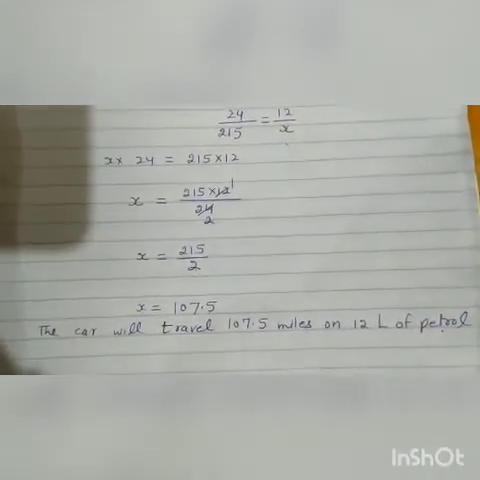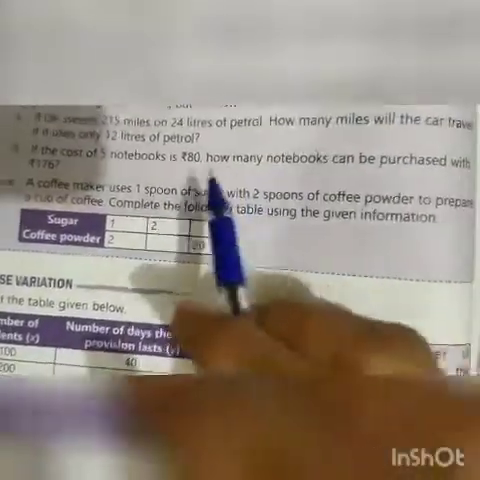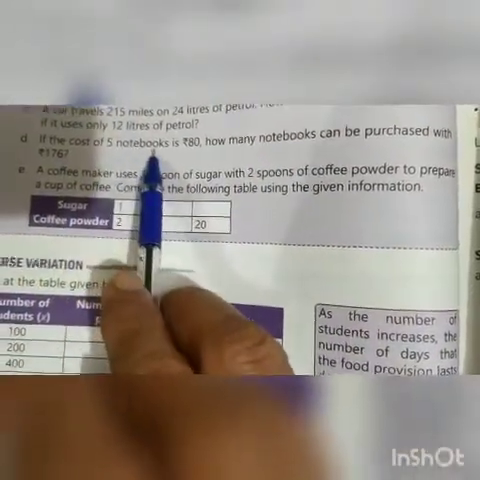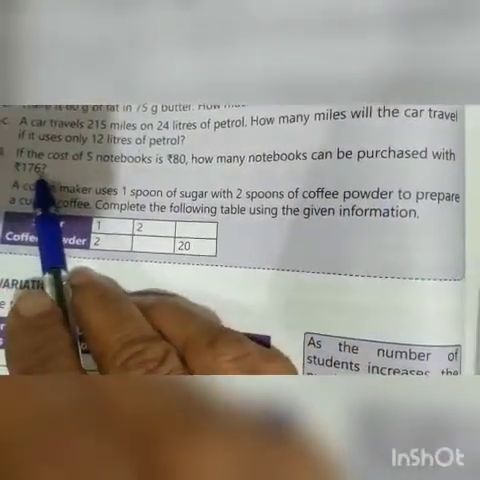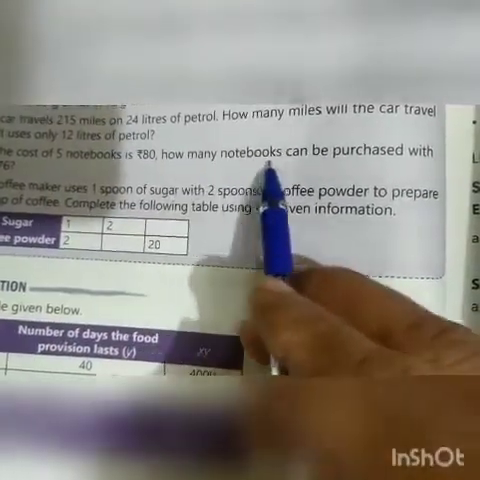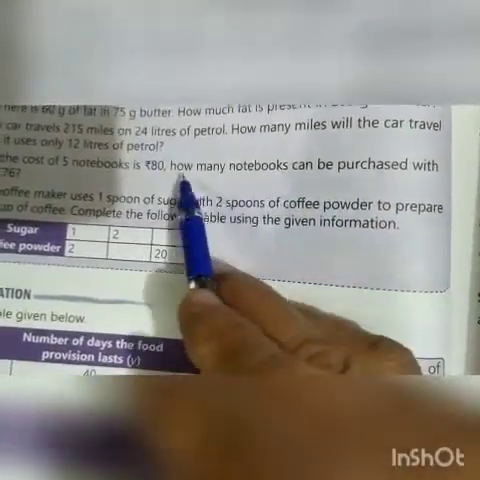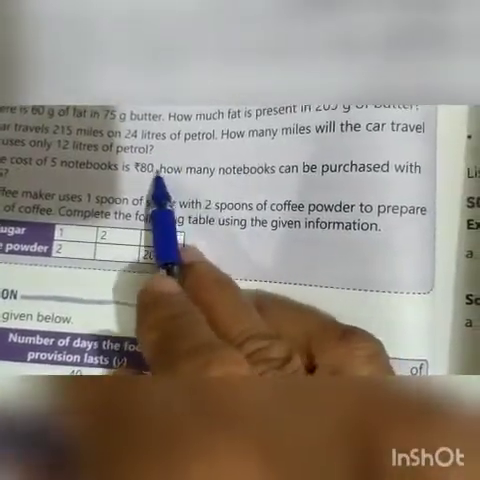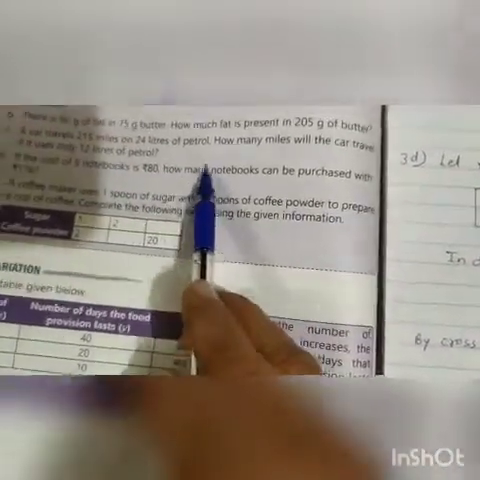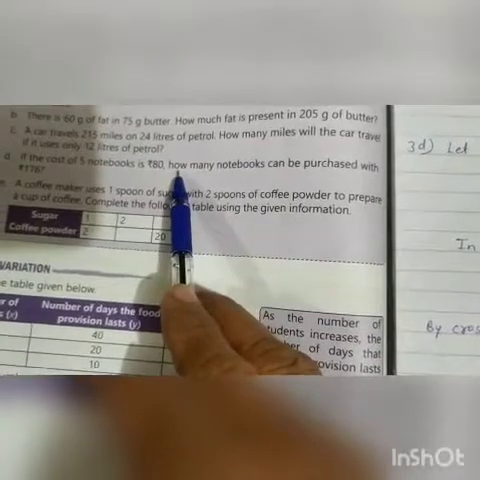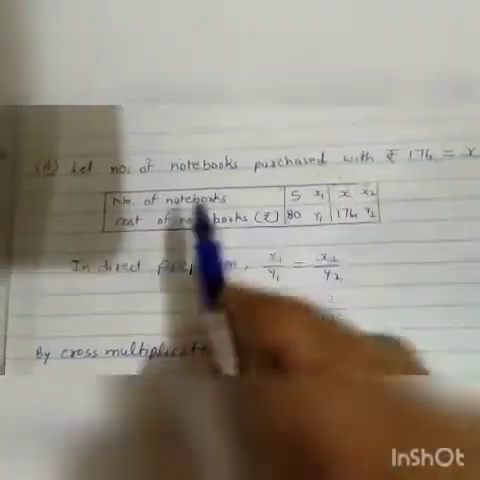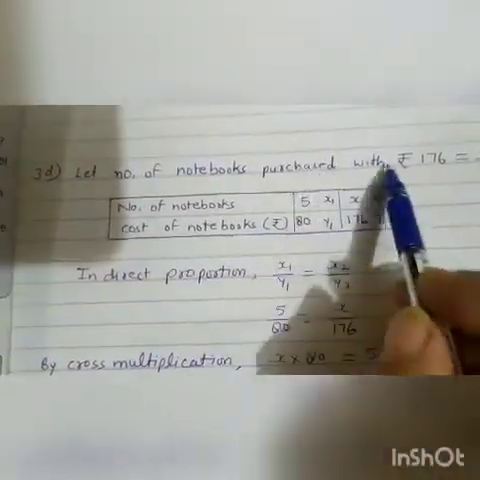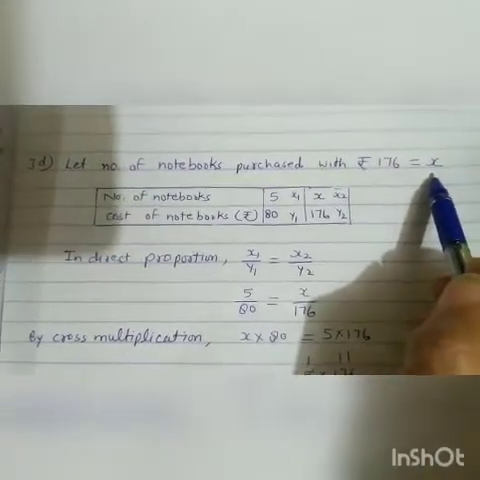Come to D part. If the cost of 5 notebooks is rupees 80, how many notebooks can be purchased with rupees 176? Again we will take the first line from here. In place of how many, we will write number of. Number of notebooks that can be purchased. So we will write: let the number of notebooks purchased with rupees 176 be x.